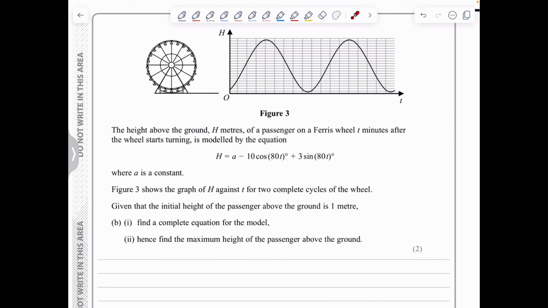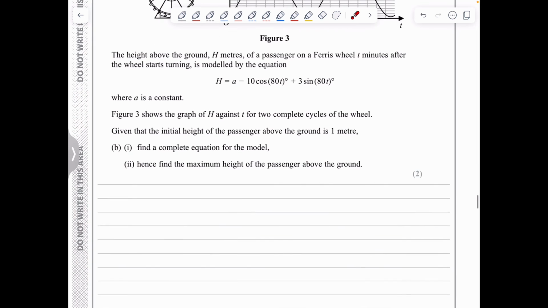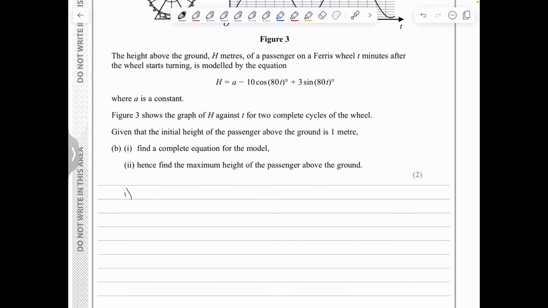We are then told that the height above ground, H meters, of a passenger on a Ferris wheel t minutes after the wheel starts turning is modeled through this equation here. A is a constant, and given that the initial height above ground was 1 meter, we need to find a complete equation for the model. So I will start by stating that when t is 0, then capital H is 1, the initial height. I will substitute to get 1 is A minus 10 cos 0 plus 3 sin 0, leading to 1 is A minus 10, and therefore 11 is equal to A.